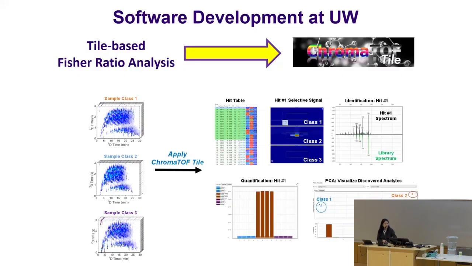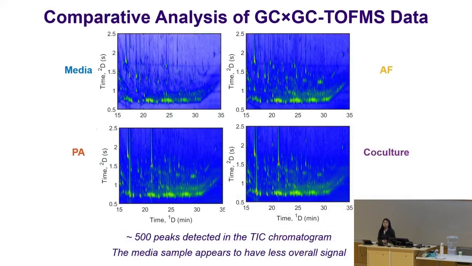Okay, so now let's look at our raw GC×GC chromatograms. Here I show one representative replicate from each of the four sample classes. As we expected, the media control has the least signal overall compared to the other three sample classes.